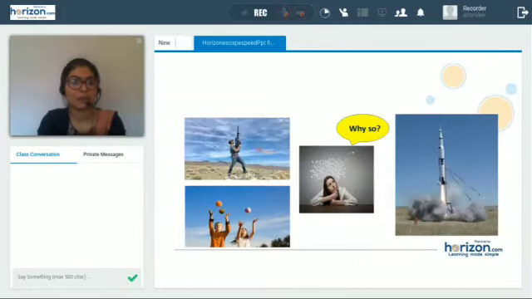Look at the images. Image number 1, image number 2 and image number 3. So what comes to your mind first? Actually, in image number 1 and image number 2, the bullet and the balls come back to the surface of the earth. But in image number 3, if the rocket is launched successfully, it will never come back. So what makes the difference between 1, 2 and 3?